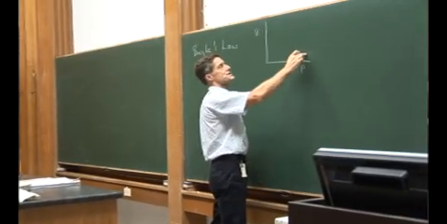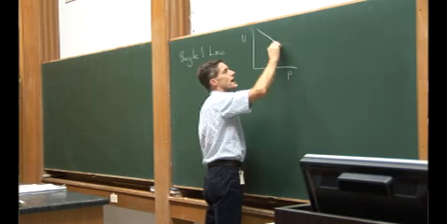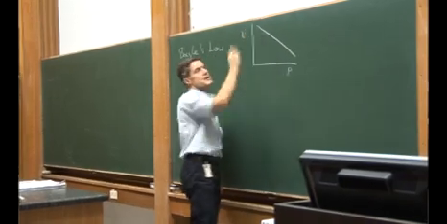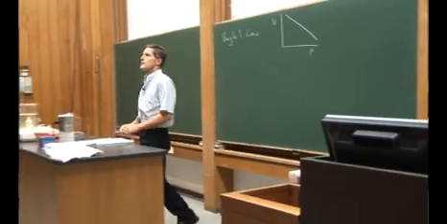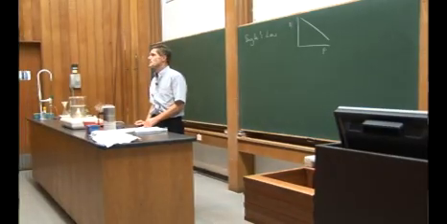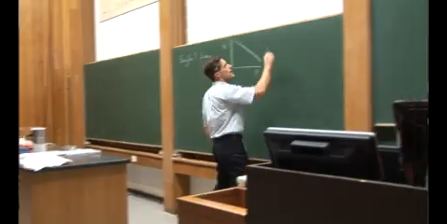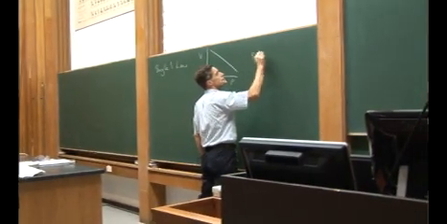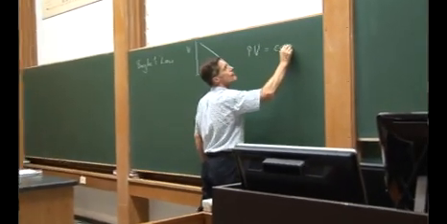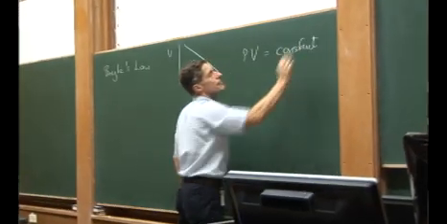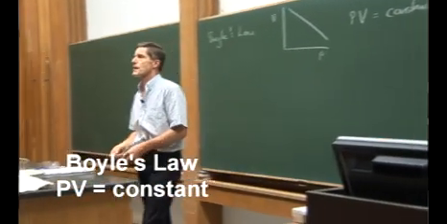If I have a high pressure, I have a small volume. If I have a low pressure, I have a large volume. And what he found was that pressure times volume is a constant. And I could write that pressure times volume is a constant, something like that.